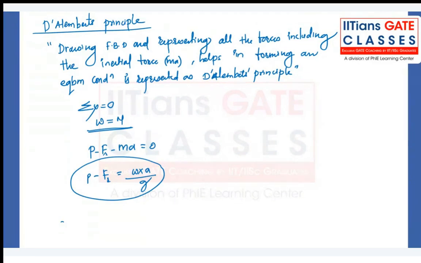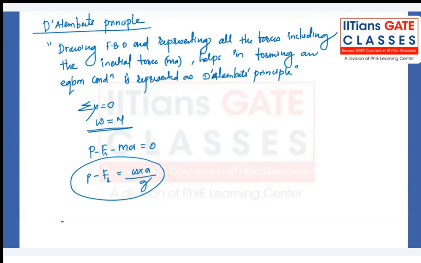Because we have an acceleration term here in the formula of the inertia force, that is mass times acceleration. So if the mass of the body is given and the acceleration is given, then you can use it, or if acceleration is supposed to be calculated, then also you can use it.